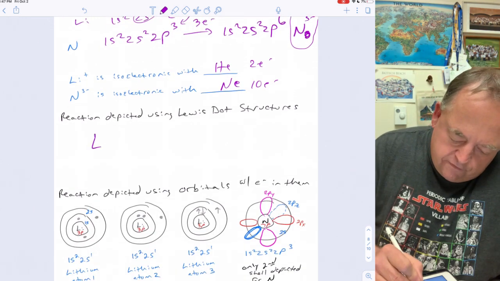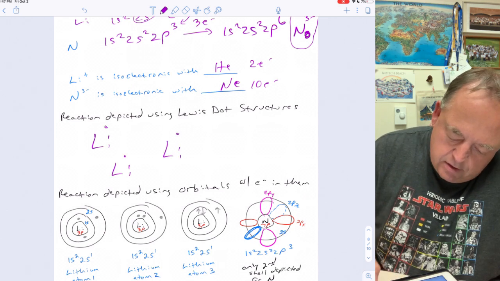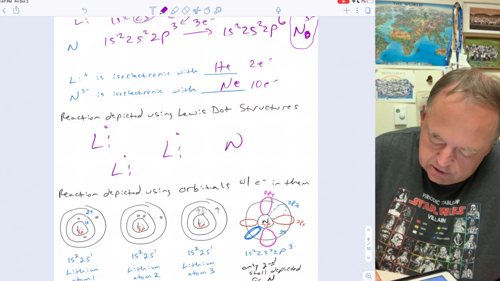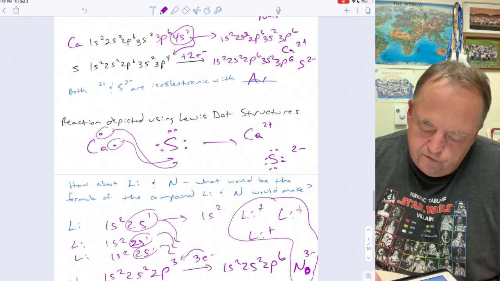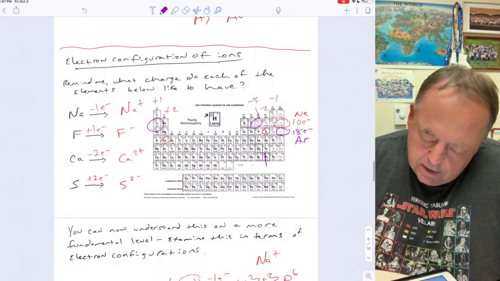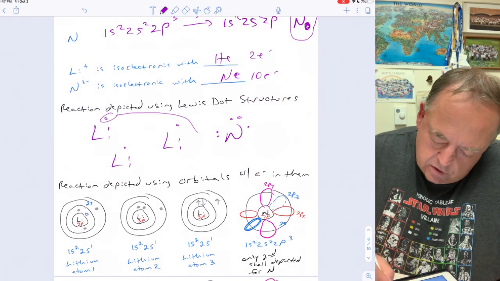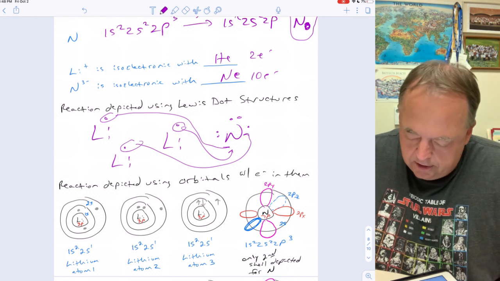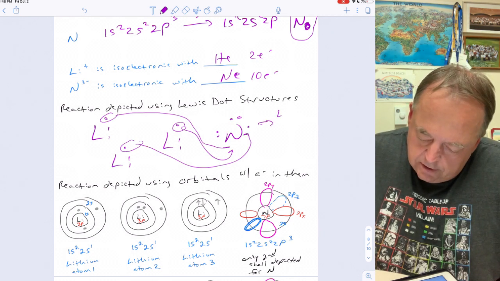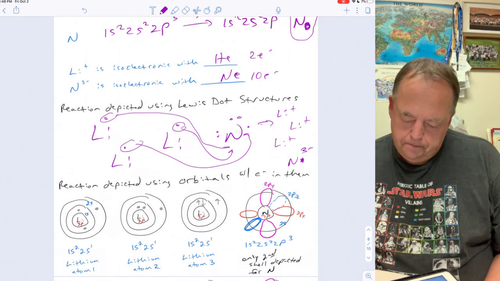Or in Lewis dot structure. So lithium, lithium, lithium with one dot, and nitrogen's got how many valence electrons? It would have 5, right? It's in group 5. So 5 valence electrons. So lithium gives up an electron, gives up an electron, gives up an electron, and then you have, again, Li plus, Li plus, Li plus, and N3 minus.